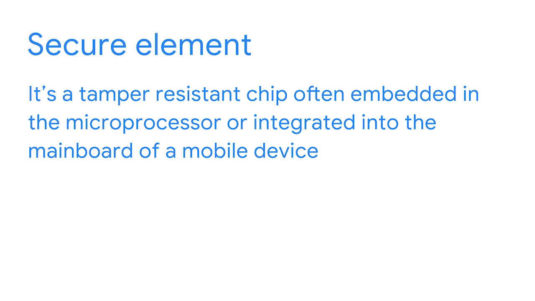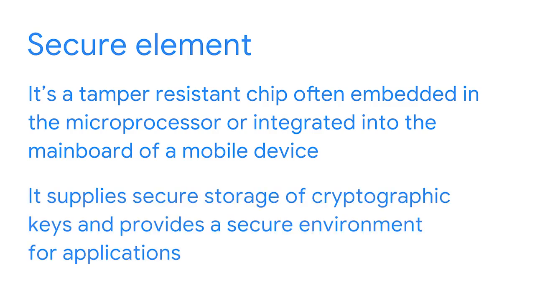TPM is a standard with several revisions that can be implemented as a discrete hardware chip, integrated into another chip in the system, implemented in firmware or software, or virtualized in a hypervisor. The most secure implementation is the discrete chip, since these chip packages also incorporate physical tamper resistance to prevent physical attacks on the chip. Mobile devices have something similar, referred to as a secure element. Similar to a TPM, it's a tamper-resistant chip often embedded in the microprocessor or integrated into the main board of a mobile device. It supplies secure storage of cryptographic keys and provides a secure environment for applications.